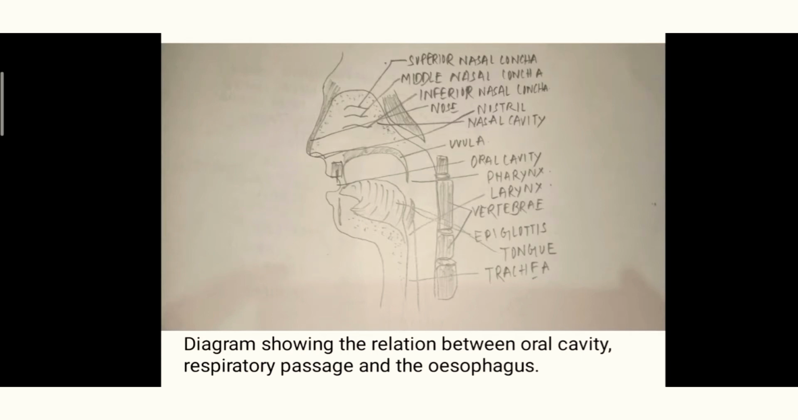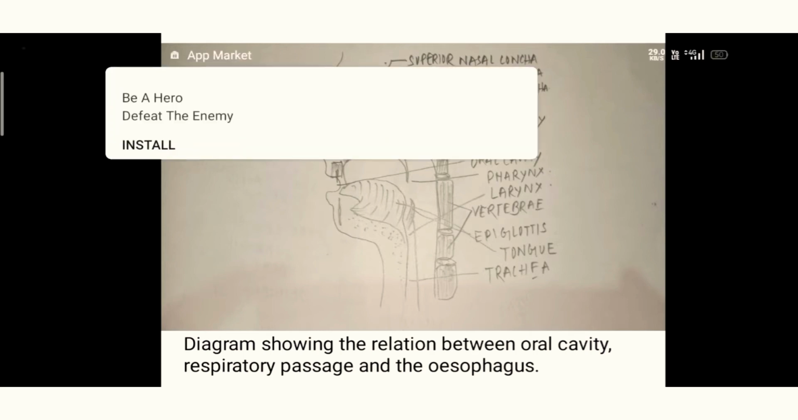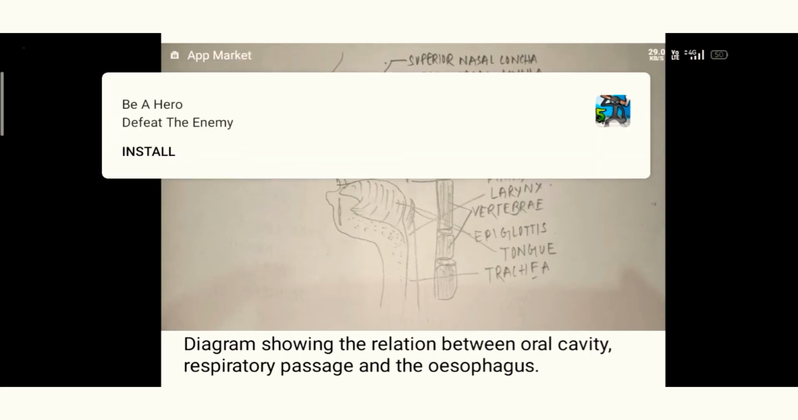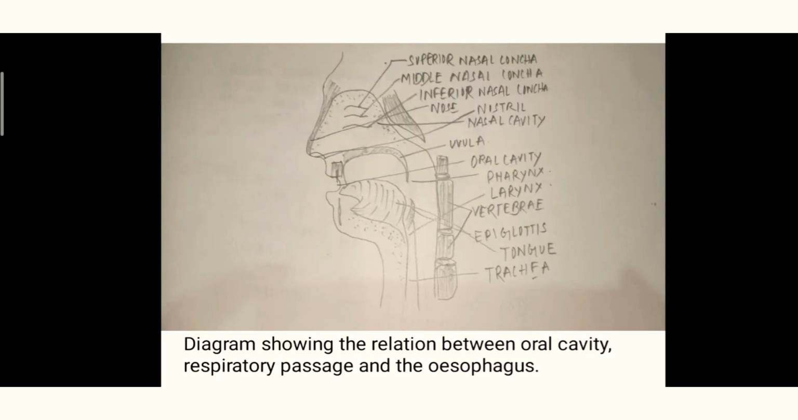As we have learned how to draw the diagrams of the respiratory system, the first one is the diagram showing the relation between oral cavity, respiratory passage and the esophagus. First part of the human respiratory system, nostrils. You can see in the diagram, here it is. Holes of the nose are called nostrils. These are external nares. These are paired openings that open into nasal cavities.